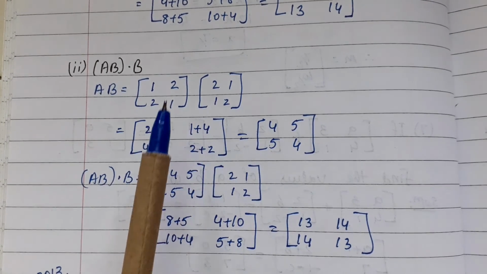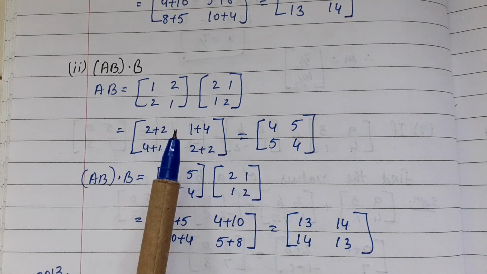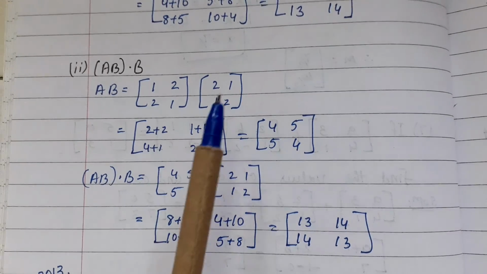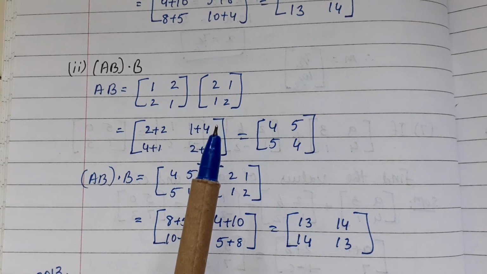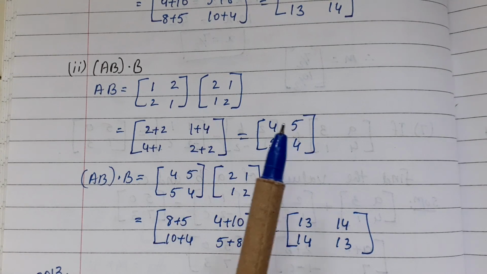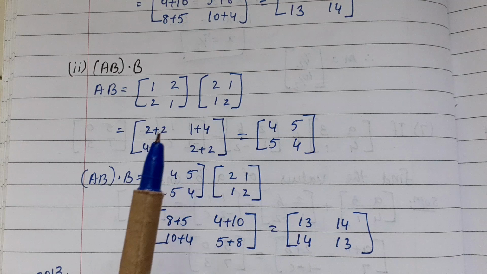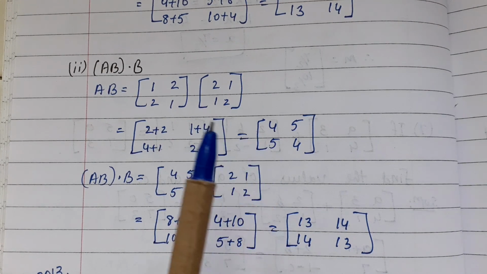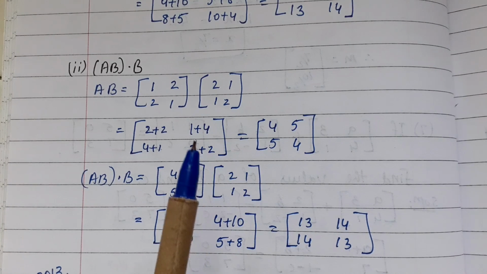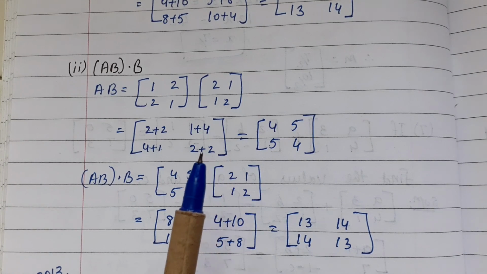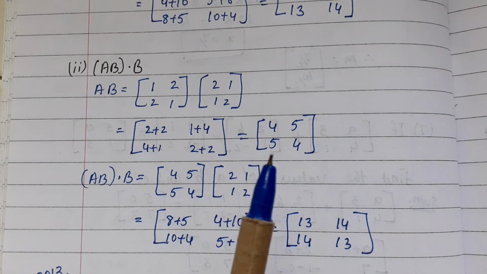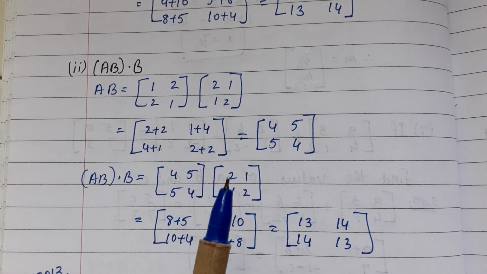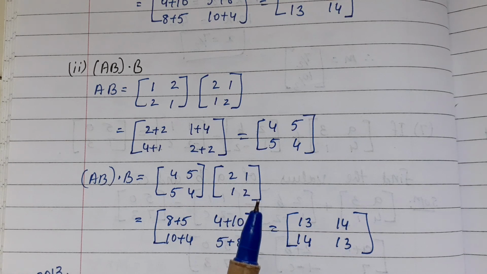1 2s are 2 plus 2 1s are 2, 2 plus 2, 4. 1 1s are 1 plus 2 2s are 4, 1 plus 4, 5. 2 into 2, 4 plus 1 into 1, 1, 4 plus 1, 5. 2 1s are 2 plus 1 2s are 2, 2 plus 2, 4. Now AB is 4 5 5 4 into B matrix, which is 2 1 1 2.